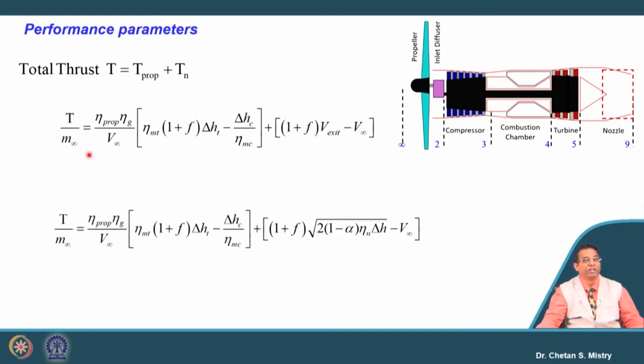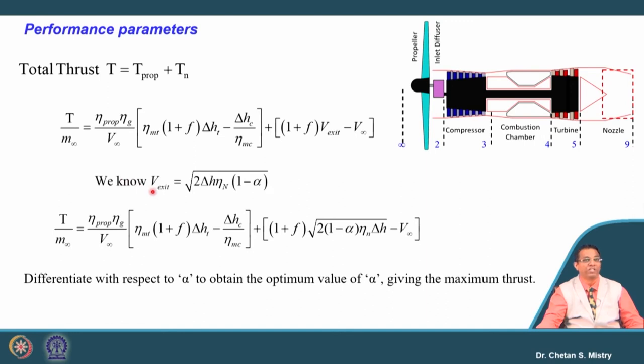Now, in this case we have information about V infinity, and V exit we are writing in the form of 1 minus alpha. So let me rewrite the formulation. The thrust generated by the turboprop engine, incorporating both the thrust contribution by the propeller as well as the nozzle, will be my equation. Now the question will come: sir, what do we mean by alpha, and how do we decide that alpha? To get that value, we differentiate this equation with respect to alpha, and that gives the maximum amount of thrust generated by this engine.